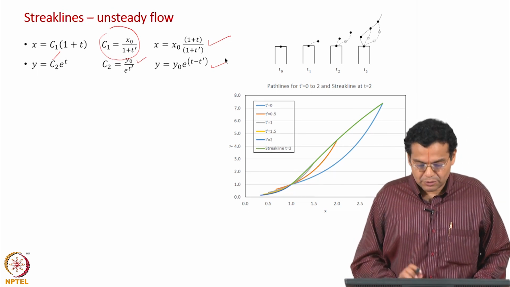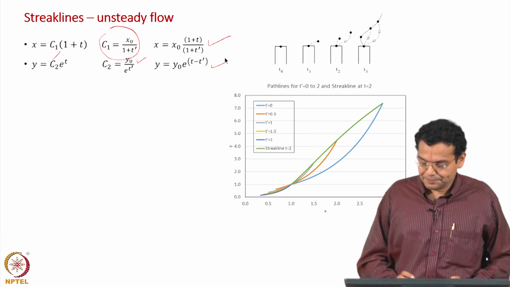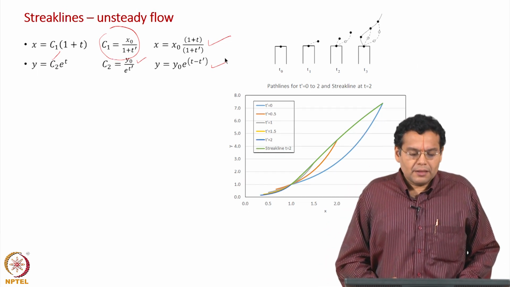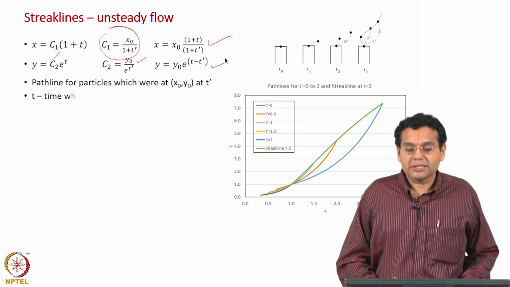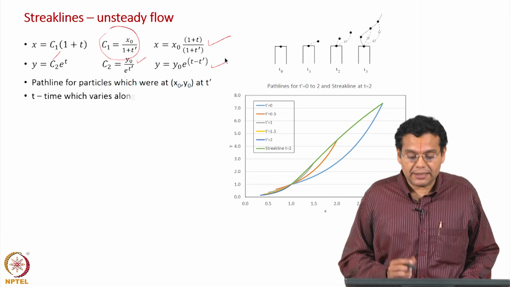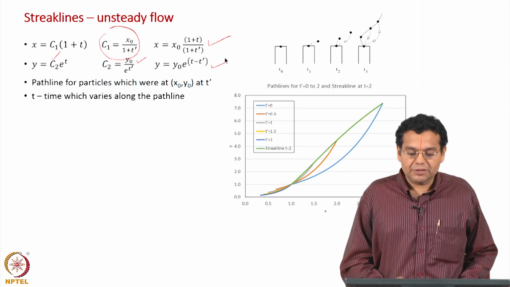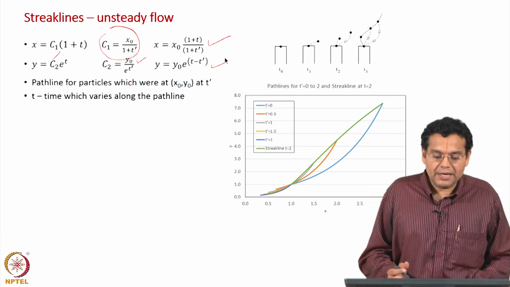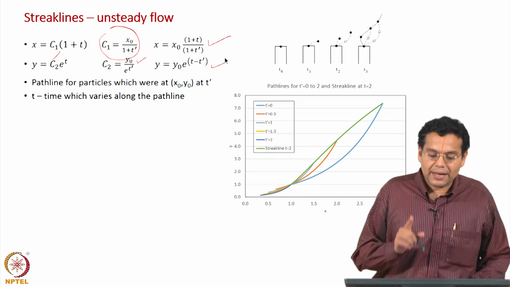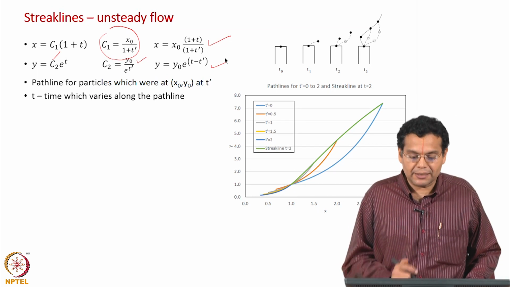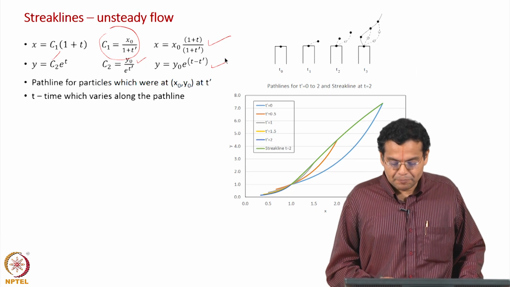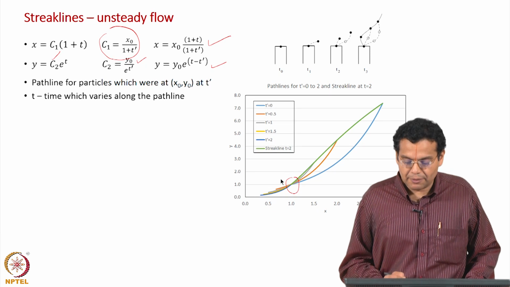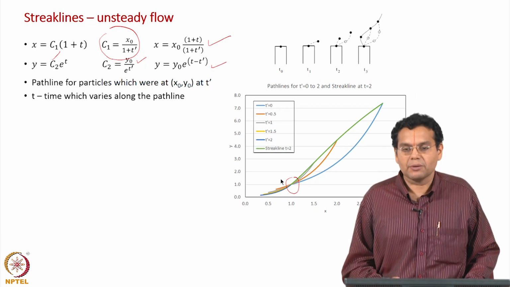To understand that, let us go to this figure shown here. These are equations for the path line of different particles which were at x naught, y naught at t dash, and t is a time which varies along the path line. So, these are just path line equations, but for different fluid particles. Let us take the example here. Let us say our point of injection is 1 comma 1. So, x naught, y naught is 1 comma 1.